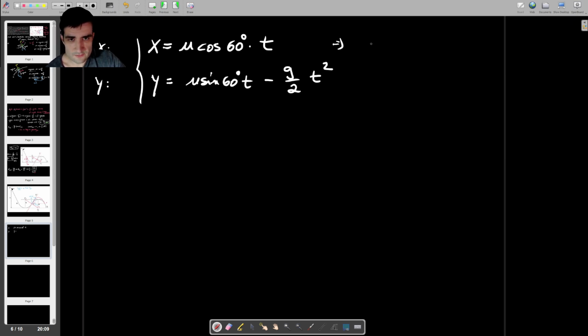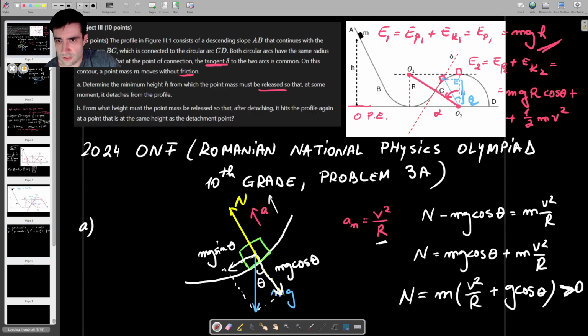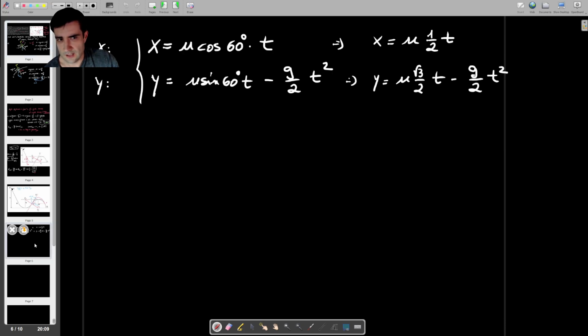And I'll get rid of the sine and the cosine, so that gives us x is u times 1/2 times t, and y is u root 3 over 2 t minus g over 2 t squared, and I think we can take g as 10, I think, but anyway, actually I'm not sure if that's the case, so I'll leave this idea for now. Okay, so this is x and this is y.